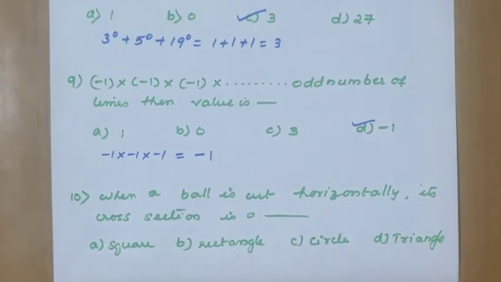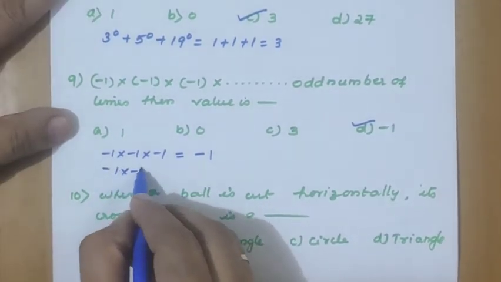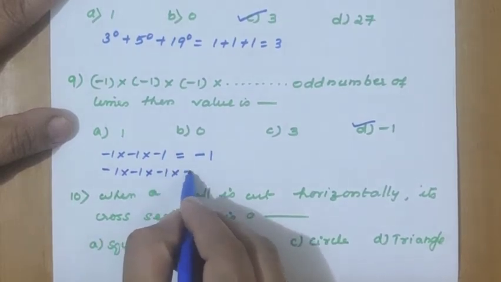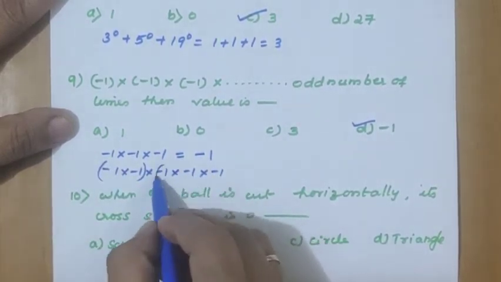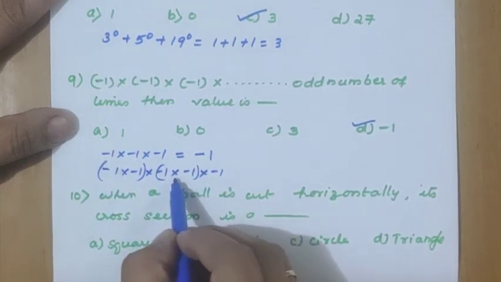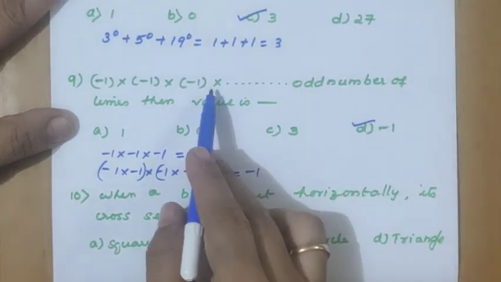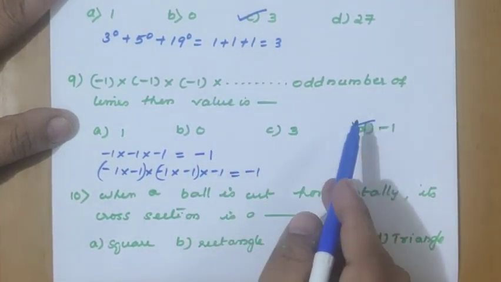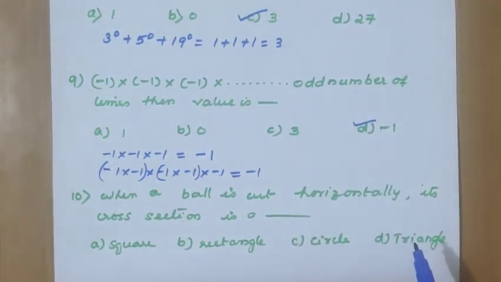Again, minus 1 is repeated 5 times, the next odd number. Minus 1 into minus 1 is plus only. So plus 1 into plus 1 is plus again, but again you are getting one more minus, so the answer is minus 1. So if minus 1 is a product repeated an odd number of times, the answer is minus 1 only. Now question number 10.